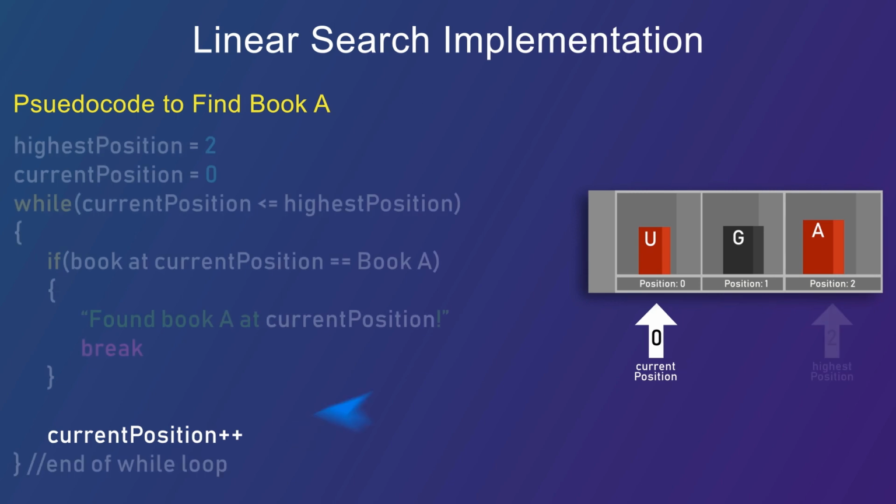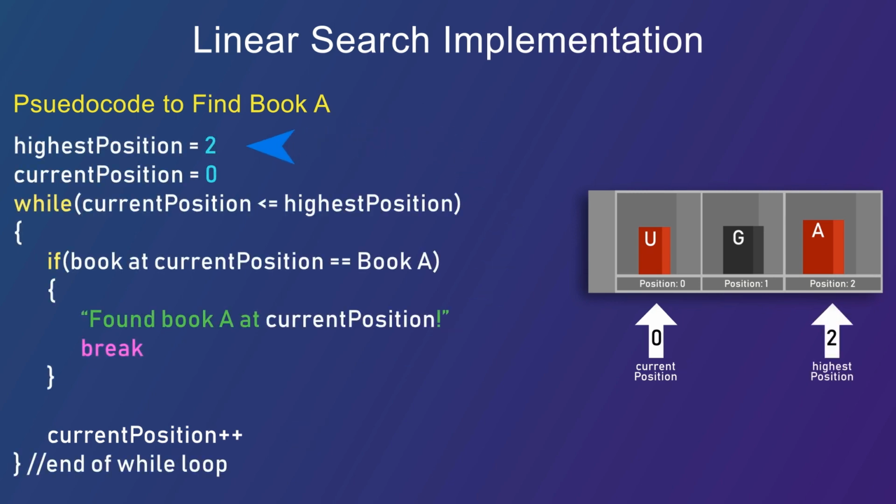So now, let's find book A in our bookshelf. We set our highest position to 2, our current position to 0, and then check the condition of our while loop to see if we go inside. Our current position is less than the highest position in the bookshelf, so let's go in the loop. At this point, the book at position 0, which is book U, is not equal to book A, so we won't go inside of the if statement. We'll add 1 to our current position variable and return to the top of the loop to recheck our condition.